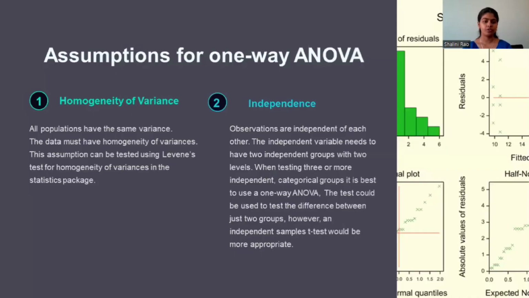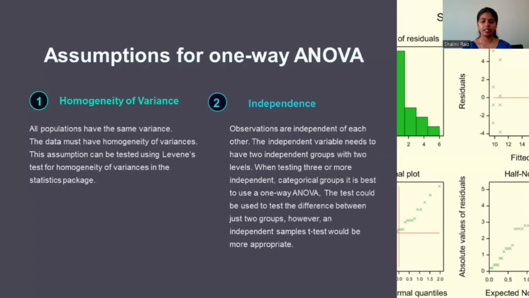Next, we have assumptions for one-way ANOVA. Homogeneity of variance. All populations have the same variance. The data must have homogeneity of variance. This assumption can be tested using Levene's test for homogeneity of variances in the statistics package.